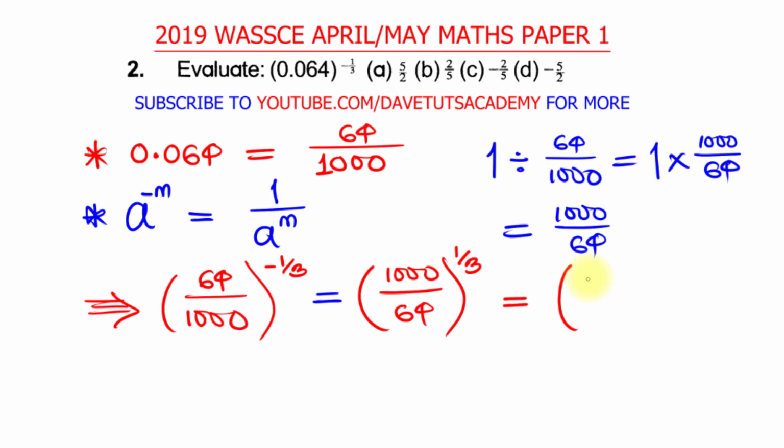1000 is the same as 10 raised to power 3. Okay, 64 is the same as 4 raised to power 3, because 4 times 4 is 16. 16 times 4 is 64. That is 4 in 3 places. And the same is also applicable to 10 and 1000. It is 10 times 10, which is 100, times another 10, that will give us 1000. So all of this raised to power 1 over 3.